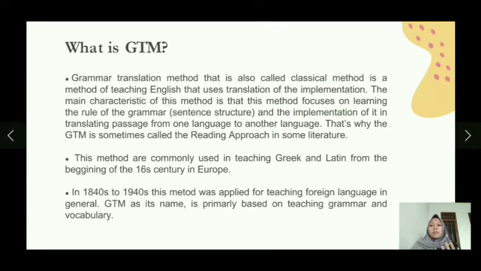This method was commonly used in teaching Greek and Latin from the beginning of the 16th century in Europe. In the 1840s to 1940s, this method was applied for teaching foreign languages in general. GTM, as its name suggests, is primarily based on teaching grammar and vocabulary.